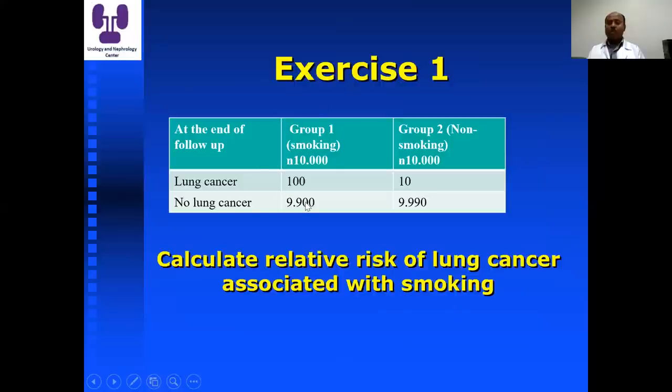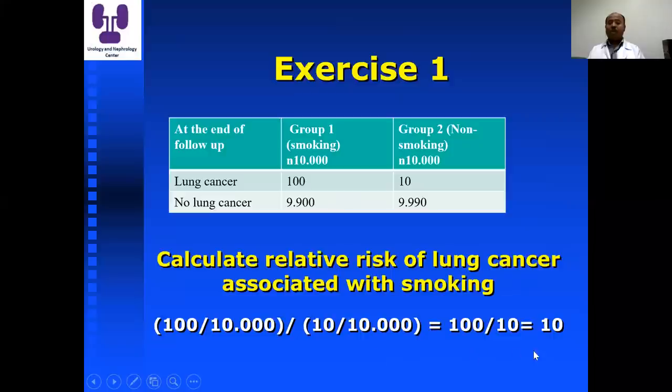So we have smoking group 10,000, non-smoking group 10,000, and this is the lung cancer. 100 out of 10,000 is smoking, 10 out of 10,000 in non-smoking. So lung cancer, the relative risk is to divide the incidence of lung cancer in one group by the incidence in the second group. So it is 100 per 10,000 divided by 10 per 10,000 equal 10. So at the end of the day, I can say smoking is associated with 10 folds higher risk of lung cancer in comparison to non-smoking.